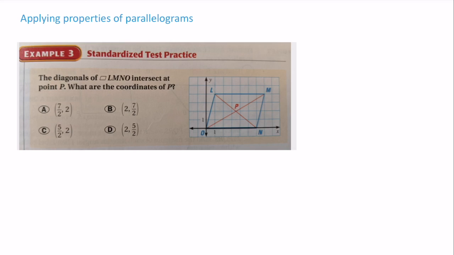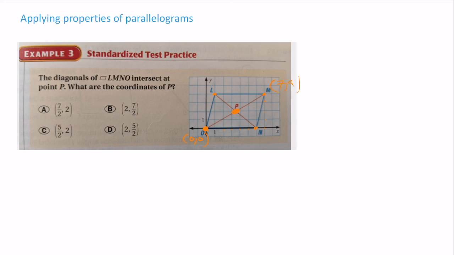Next, the diagonals of parallelogram LMNO intersect at point P. What are the coordinates of P? Well, we know that P has to be the midpoint of both LN and OM. So you can actually pick either one and just find the midpoint coordinates. And I'll just point out, if you did L and N, that's fine. But if you pick O and M, notice that O is the origin. So you're going to have 0, 0 as one of your points, which is really easy to work with. So I'm going to do that. 0, 0. And M looks to be 1, 2, 3, 4, 5, 6, 7, and 1, 2, 3, 4. So 7, 4.